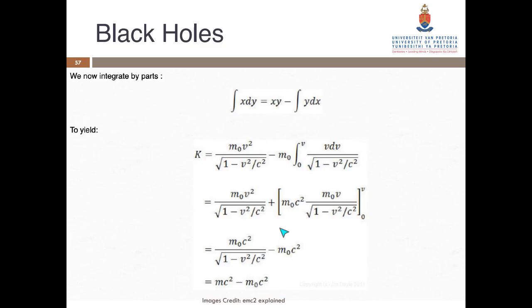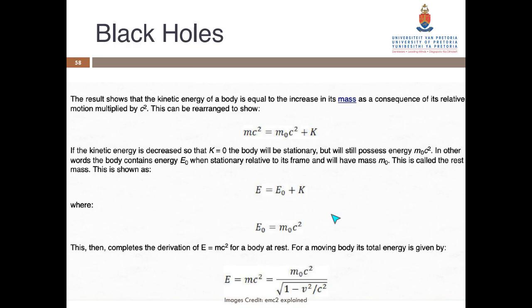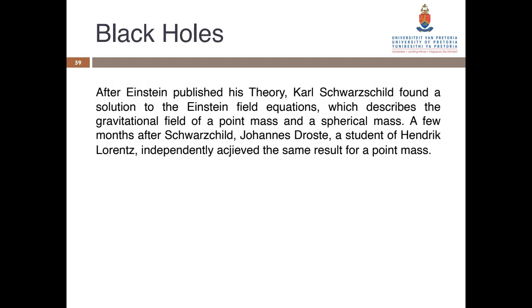So now we do integration by parts, and then by integration by parts, we have our end and our beginning. So kinetic energy at the end, kinetic energy at the beginning. Kinetic energy at the beginning falls away because that is 0, and then we are left with E equals mc squared. So this is just a really cool derivation. No need to know this. This is just for background information.